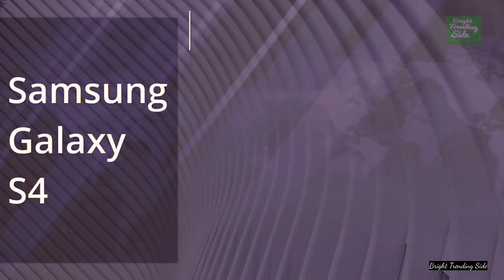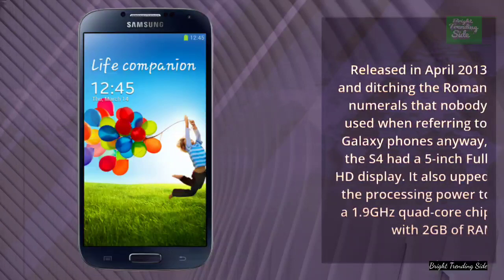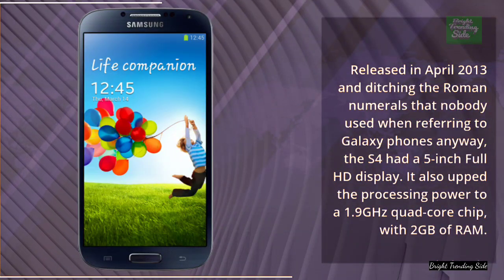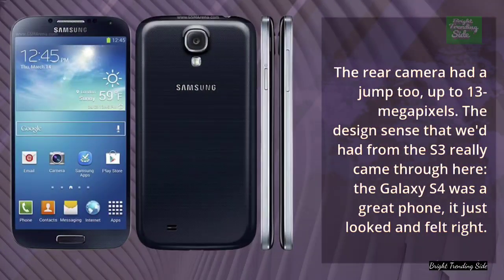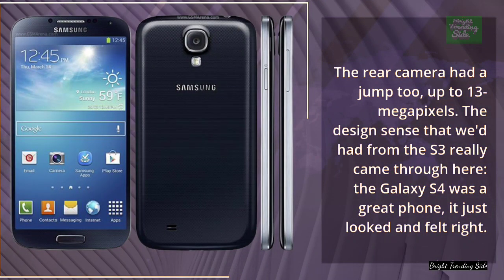Samsung Galaxy S4. Released in April 2013 and ditching the Roman numerals that nobody used when referring to Galaxy phones anyway, the S4 had a 5-inch Full HD display. It also upped the processing power to a 1.9 GHz quad-core chip, with 2 GB of RAM. The rear camera had a jump up to 13 megapixels. The design sense that we'd had from the S3 really came through here. The Galaxy S4 was a great phone, it just looked and felt right.